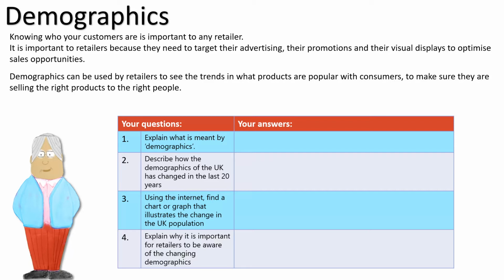So you need to look at, and probably where the bullet points are, in terms of what it is that you're measuring to see how many there are, which helps you understand the profile of the UK population. Question 2. Describe how the demographics of the UK has changed in the last 20 years.